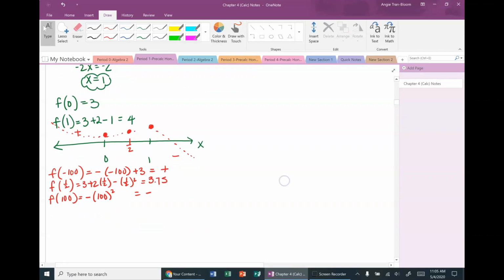Okay, so that tells me that at 0, it looks like it's going to be your local min. And at 1, it's going to be your local max. So the local min is 3 at x equals 0. Local max is 4 at x equals 1.